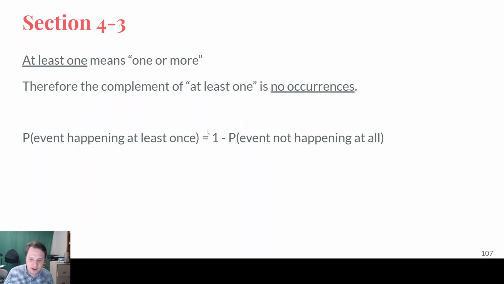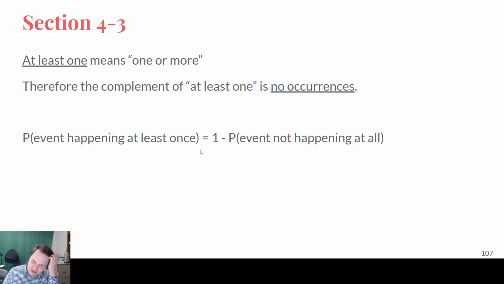Let's say there's 5 cars and at least one of them is red. That means that 1, 2, 3, 4, or 5 are red. Well, the complement of that is none of them being red. Okay? So the probability of an event happening at least once is equal to 1 minus the probability of it not happening at all. All right, so I know that's a little bit tricky.